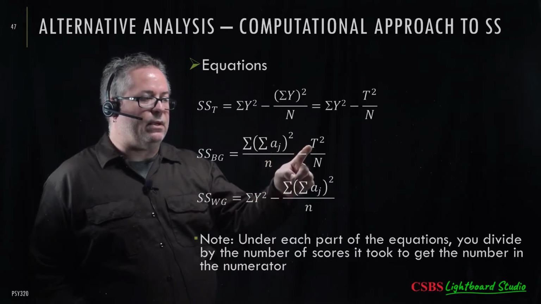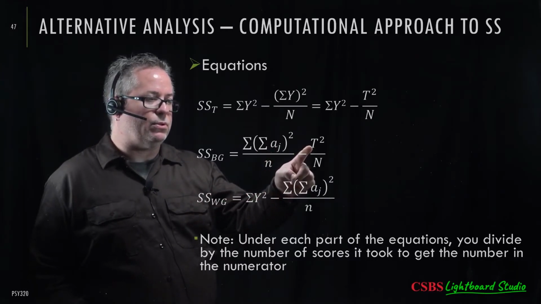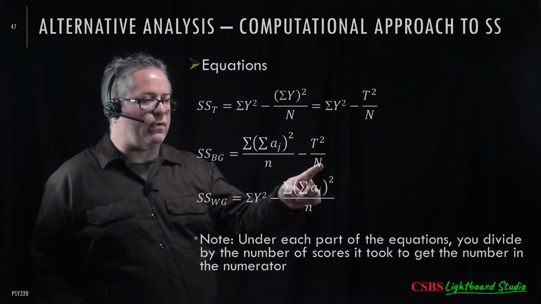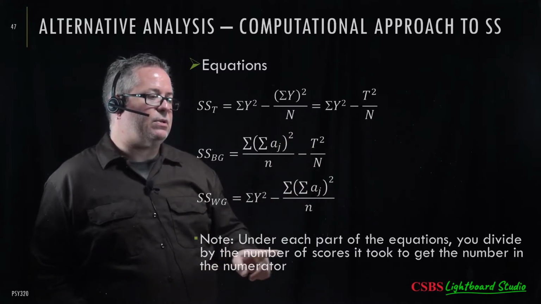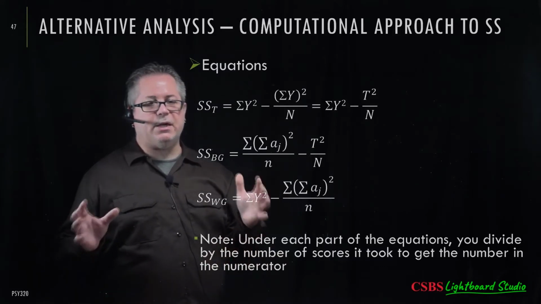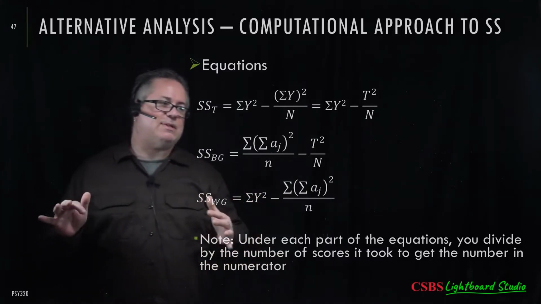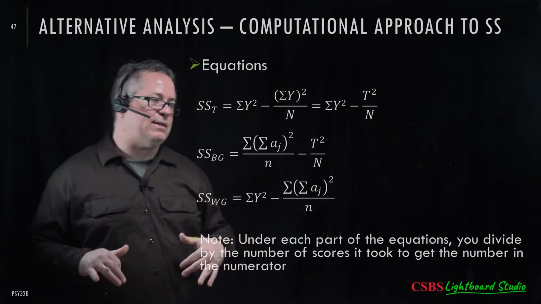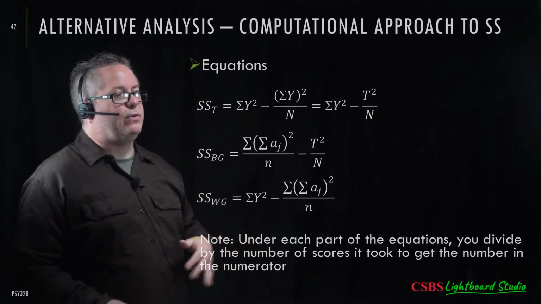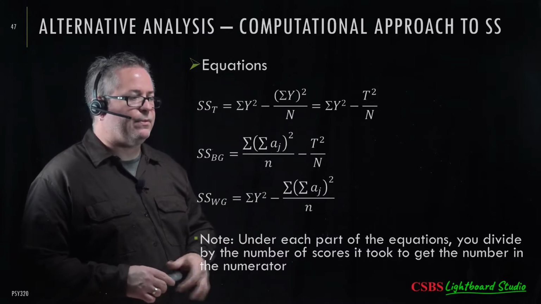Okay, so again, for the total, I took all the scores, so that's why I'm dividing by capital N. So that's what it says here. Whatever you're adding up on the top, you divide by the number of things you added up on top to get the numerator. That's what this is talking about here.